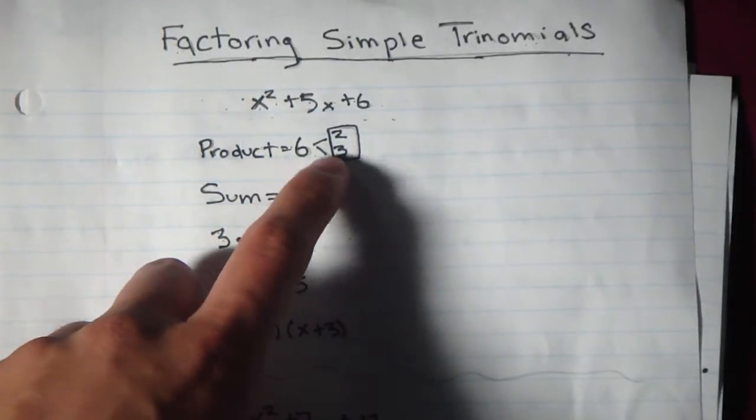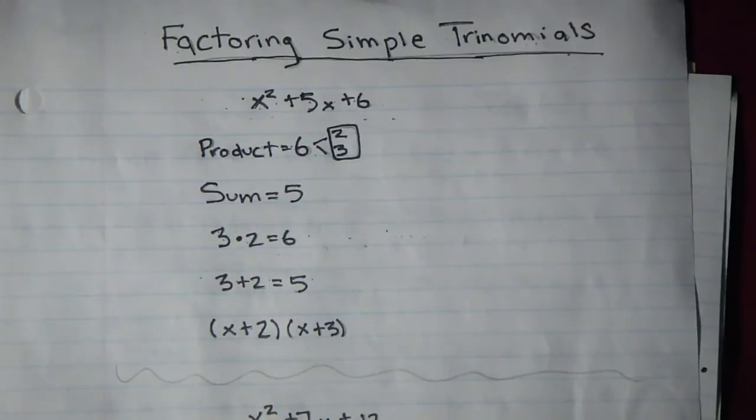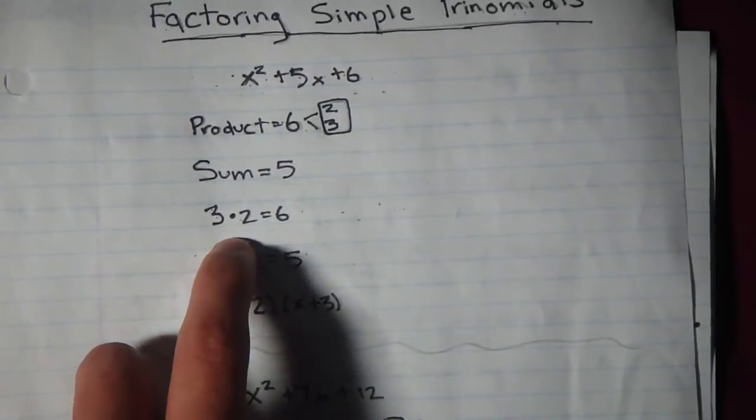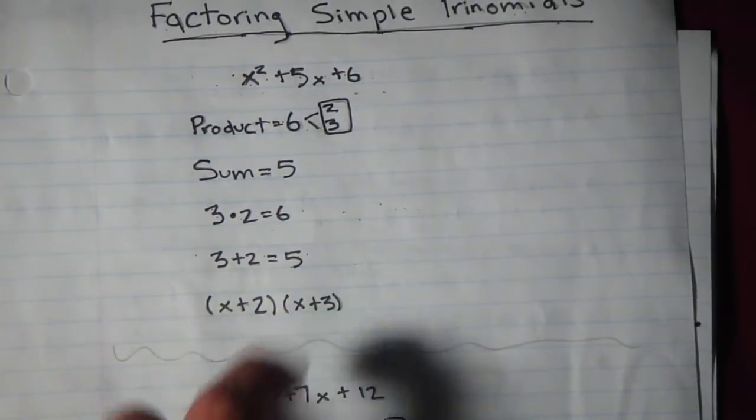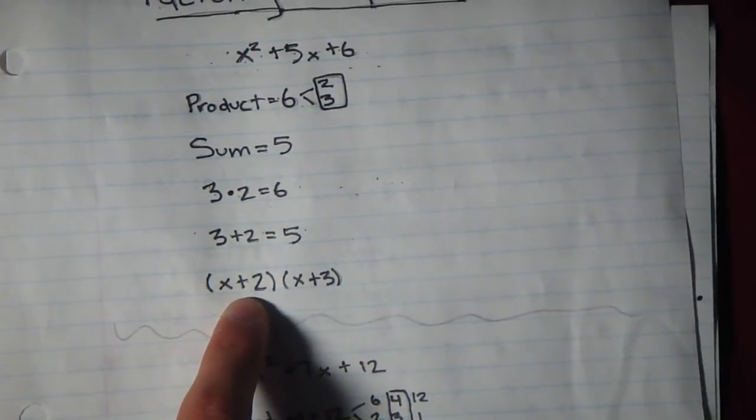The factors of 6 are 3 and 2, and 6 and 1. I didn't write that because I found out that 3 and 2 works. And I know that this works because 3 multiplied by 2 equals 6 and 3 plus 2 equals 5. So I know that these are the right numbers. So once you have found the right numbers, you just put it into factored form.